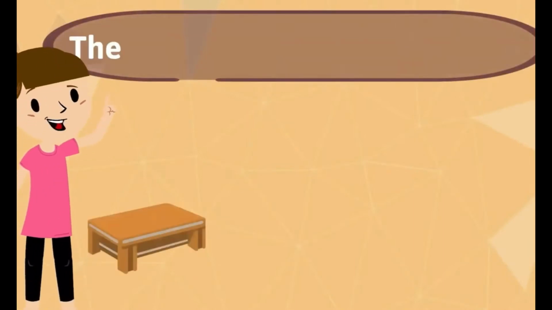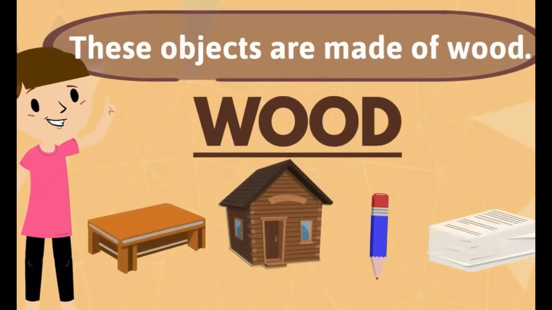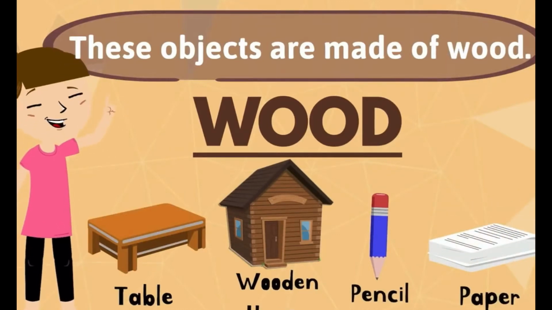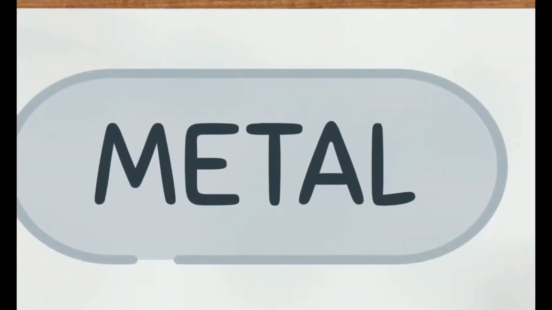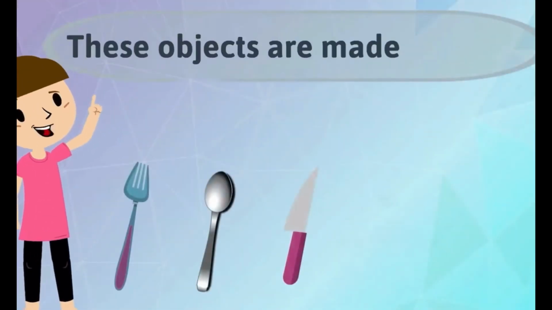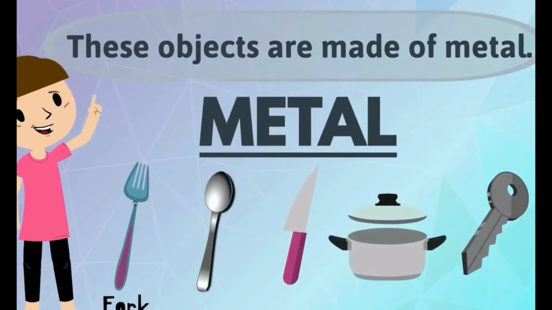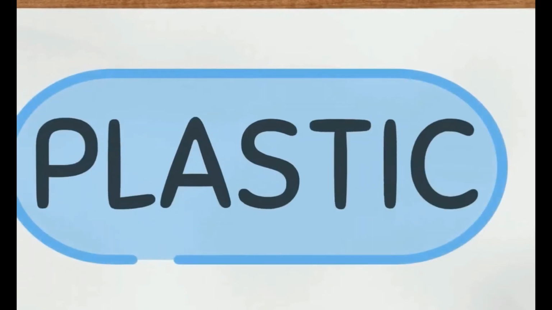Number 1, we have wood. And these objects are made of wood. So these are examples of objects that are made of wood. One more time, say wood. Next, we have number 2, metal. Everybody say metal. These objects are made of metal. As you can see, the different examples of objects that are made of metal. One more time, say metal.